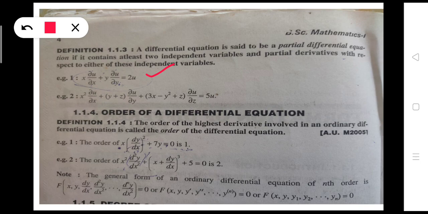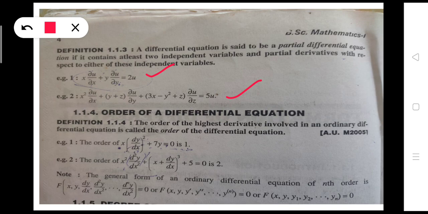Here u is the one dependent variable, and x, y are the two independent variables. If you see example 2, x square into dou u by dou x plus y plus z into dou u by dou y plus 3x minus y square plus z into dou u by dou z is equal to 5. Here x, y, z are the three independent variables and u is the dependent variable only.